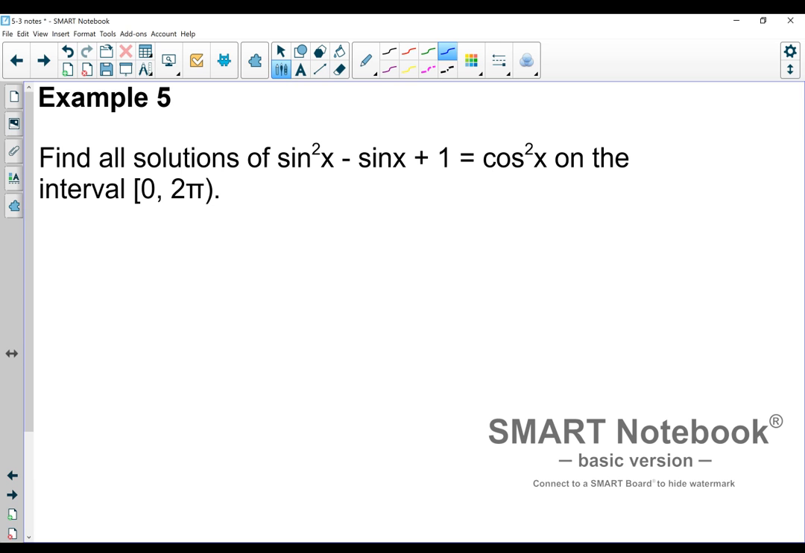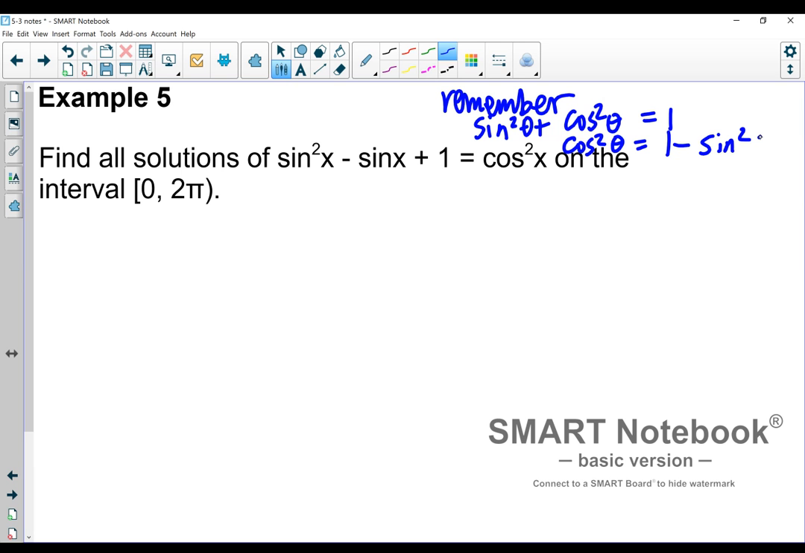So I need to remember those Pythagorean identities. So I need to remember that sine squared theta plus cosine squared theta is going to equal 1. It doesn't really matter if I reverse that order, but this is the way that we learned it. And if I wanted to isolate cosine squared theta, I would do that by subtracting sine squared theta. So cosine squared theta equals 1 minus sine squared theta.